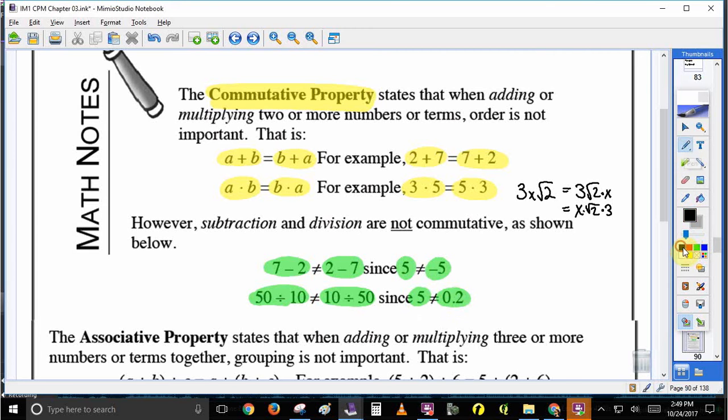Also, I hate that they wrote that division that way. We're in high school, so this should be 50 divided by 10 like so, and 10 divided by 50 like so.